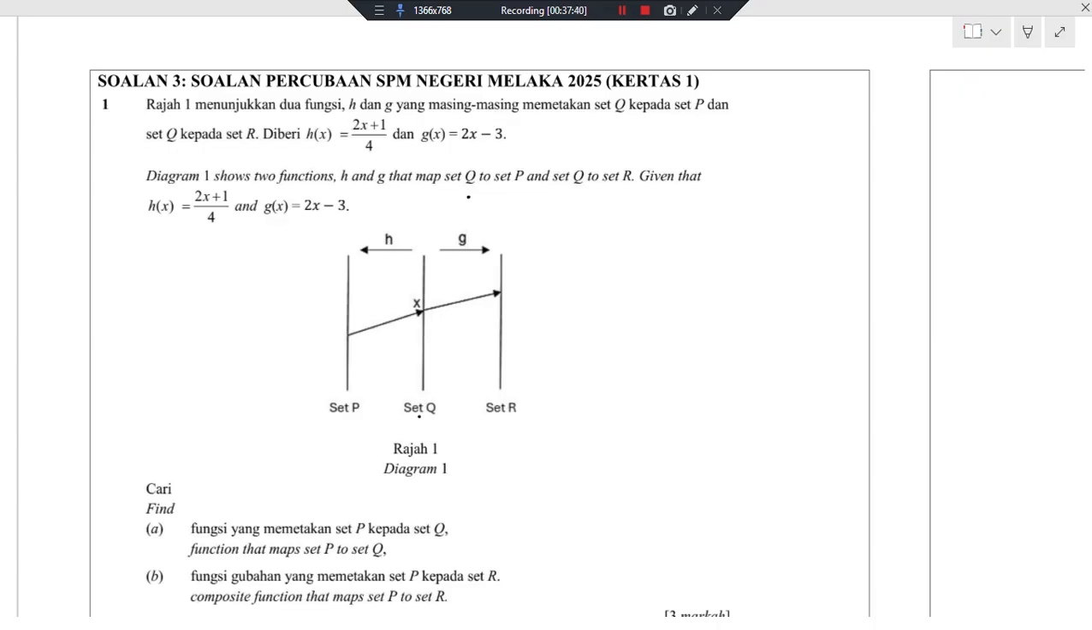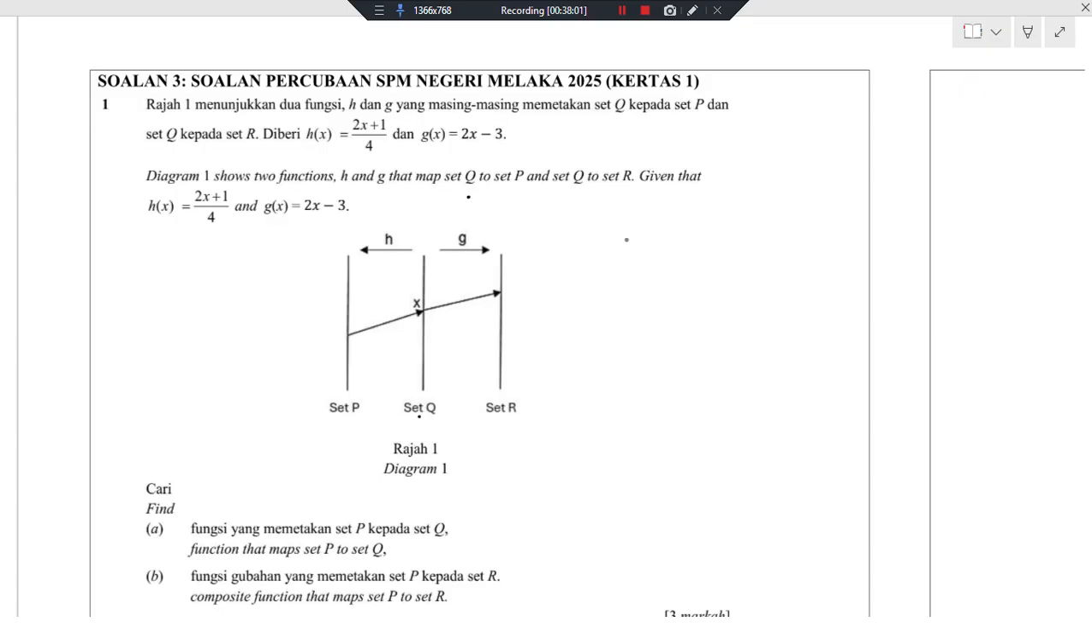Okay, macam ni lah. Let's say Q to R. Q to R. Wait, let me try first. Q to R is G.